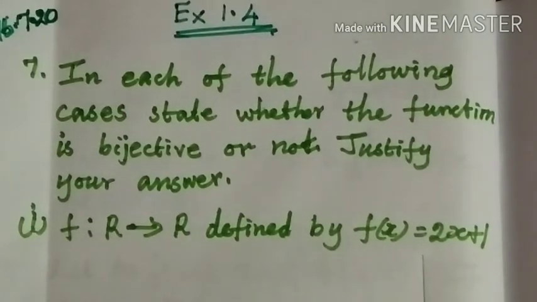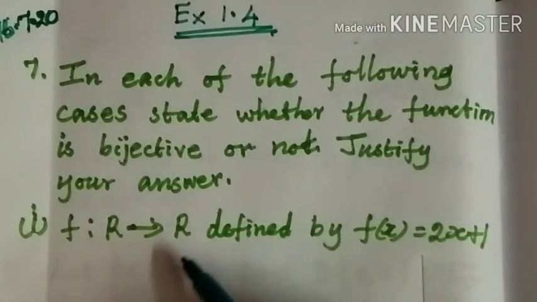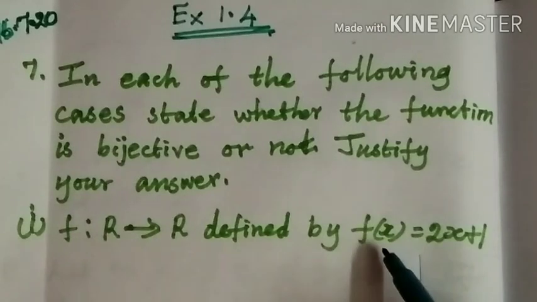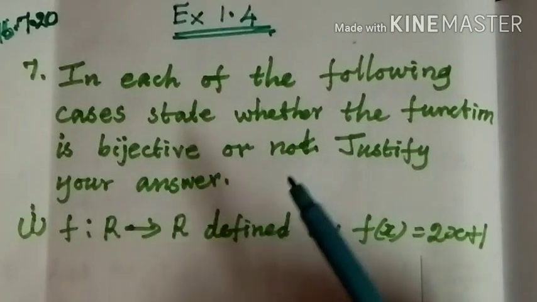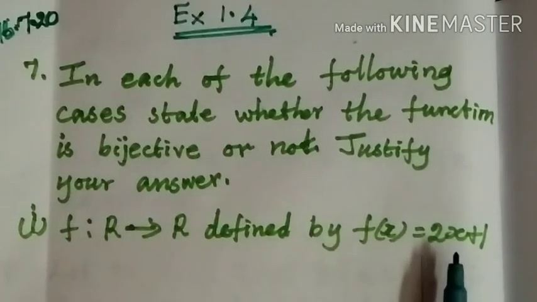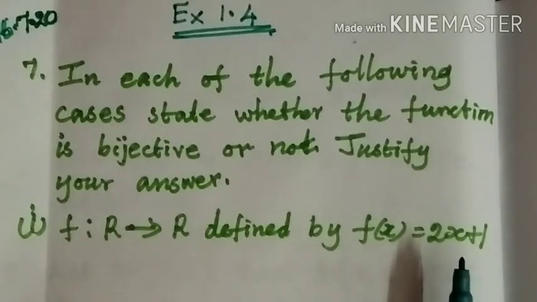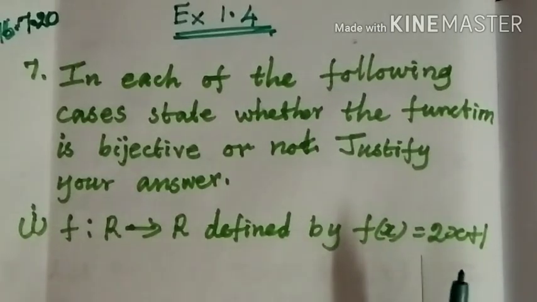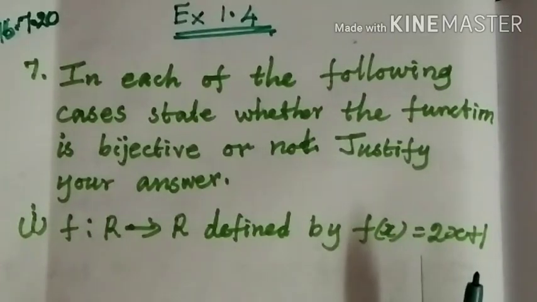See, in this question, the function is from real numbers to real numbers, and it is defined as f of x equal to 2x plus 1. We have to find out whether the given function is bijective or not. Do you know what is bijective? Yes, both one-one and onto functions are called bijective. So first of all, we check whether this function is one-one or not.